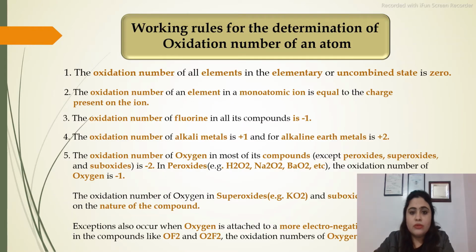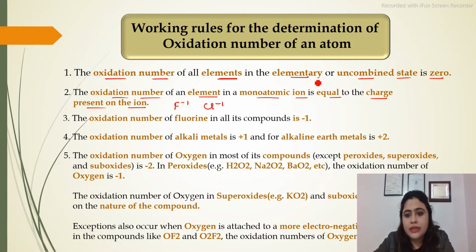Applying these two simple rules, we will see how to determine the oxidation number of an atom. The oxidation number of all the elements in an elementary or uncombined state is 0. The oxidation number of an element in a monoatomic ion is equal to the charge present on the ion. Suppose I am talking about fluorine, fluorine will have a -1 charge, chlorine -1 charge. Elements in the elementary or uncombined state, like sodium or hydrogen, have an oxidation state equal to 0. But a monoatomic ion like chloride will have a -1 oxidation state.